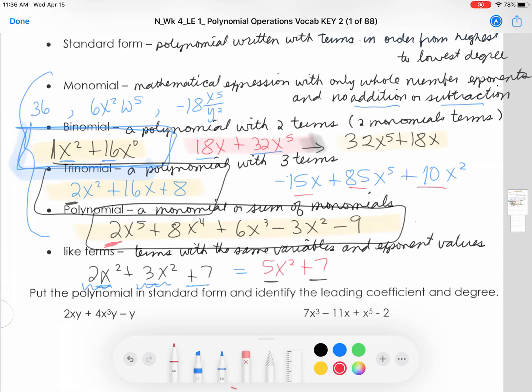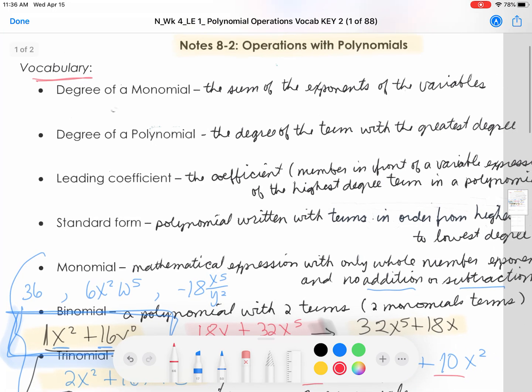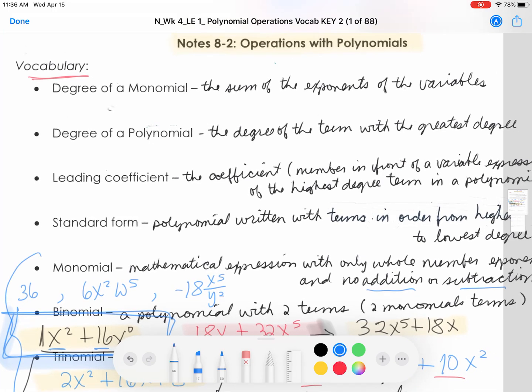Let's talk a little bit more about identifying the degree of a monomial. It's the sum of the exponents of the variables. So if you had a monomial like 2x squared, that has a degree of 2. If you had one more interesting like negative 16x squared w to the fifth, that would actually have a degree of 2 plus 5, or 7. And then the degree of a polynomial is simply the degree of the term with the greatest degree.